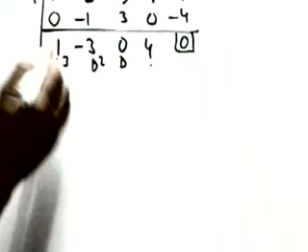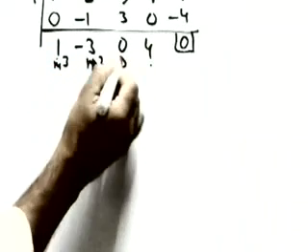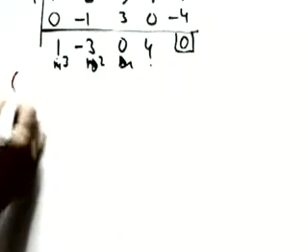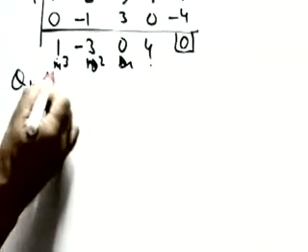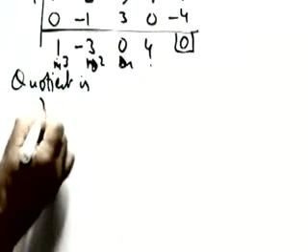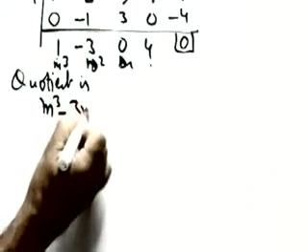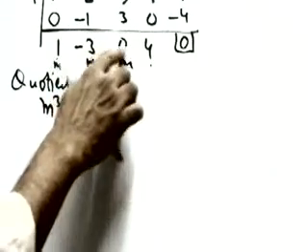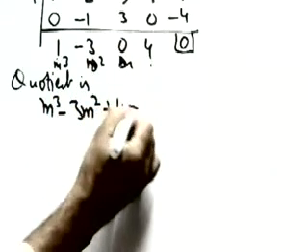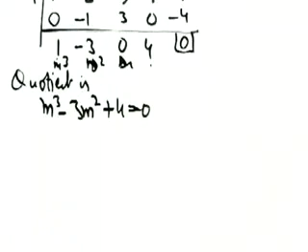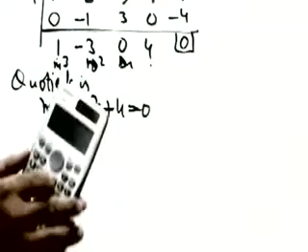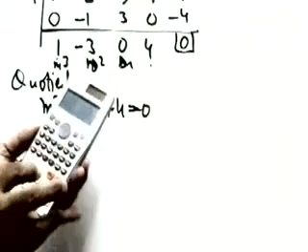Now we'll get a cubic equation. This is m^3, m^2, m, constant. So what is left here? The quotient. The quotient is m^3 - 3m^2 + 0m + 4. Now this is a cubic equation. We can get the values from the calculator.